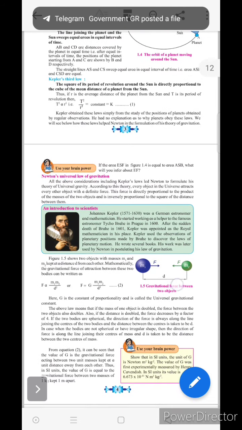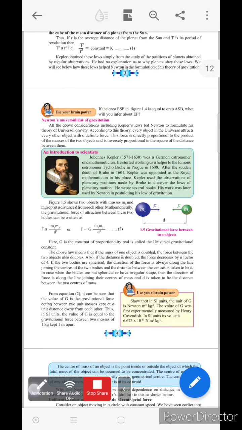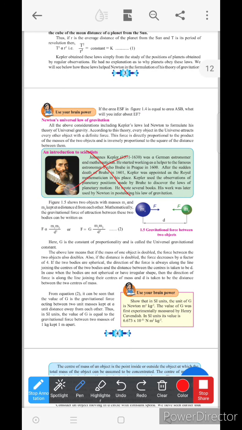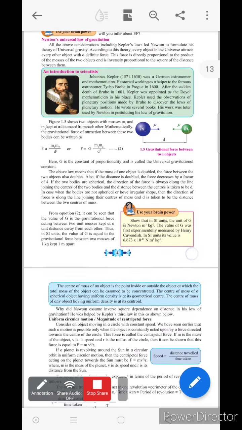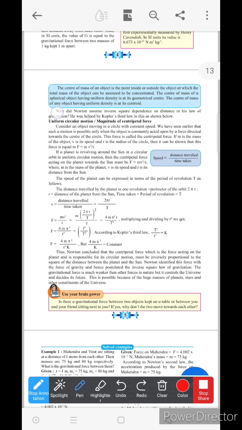Page number 4, the green box, Introduction to Scientist, and this topic is removed. Then we will move on to page number 5. Again on page number 5, the topic, this topic is totally removed. Okay, this topic is removed.